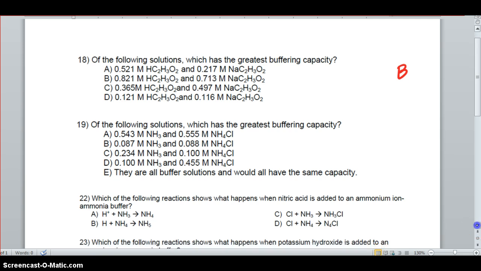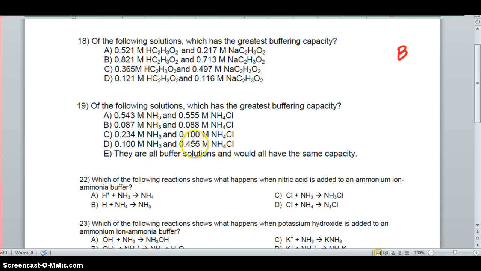For 19, this is a base with its conjugate acid. So again, equal concentrations are great, but we want big concentrations too. So when I look at these, these are equal, but they're really small. And so that buffering capacity will be exceeded pretty quickly. So A would be our best answer for that one.